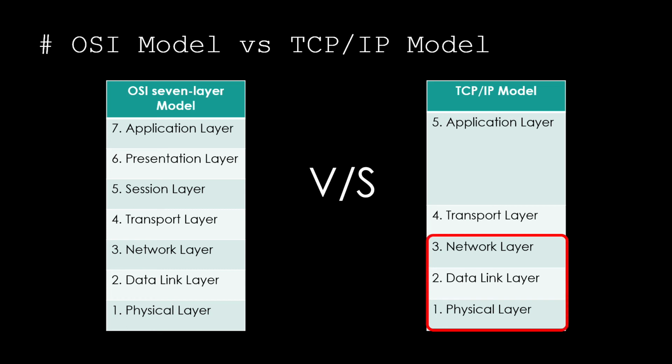The physical layer talks about the cabling and topology. The data link layer deals with MAC addresses. The network layer deals with IP addresses. And the fourth layer is the transport layer. Its job is to fragment and reassemble the data. Here it uses TCP and UDP to get the data to the application layer on the other side. And the last layer is the application layer.